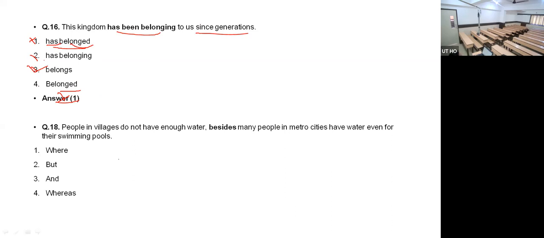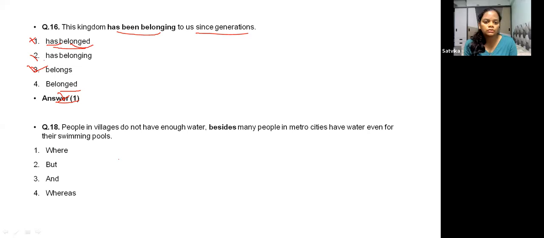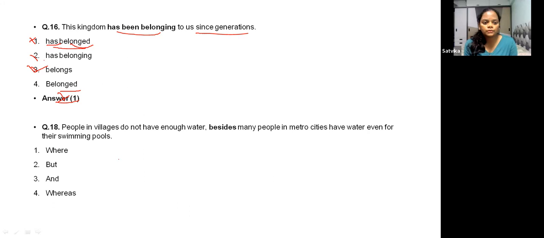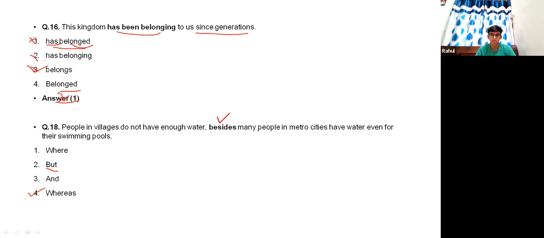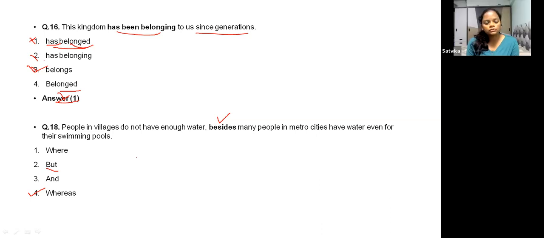Let's look at this last one. People in villages don't have enough water. Besides, many people in the metro cities have water even for the swimming pools. The fourth option, whereas. And if you look at but, would that fit in? But does not give that enough of a contrast, in my opinion. But in this situation, whereas would be a better contrast. So we get quite a few questions.